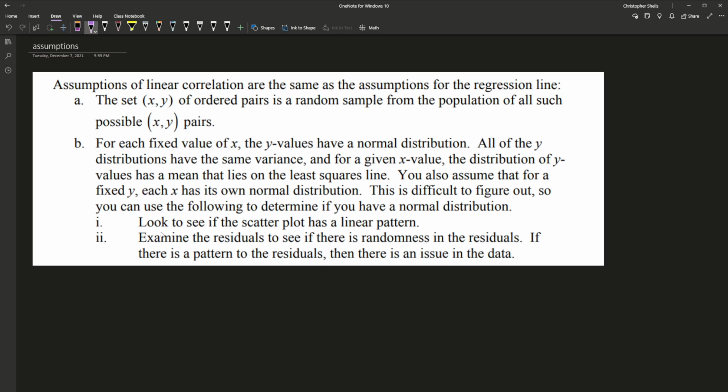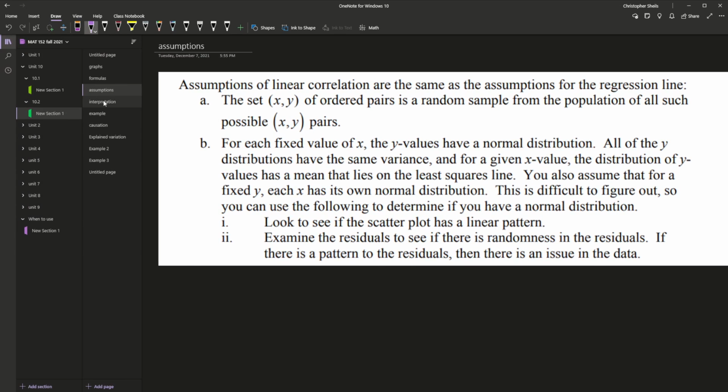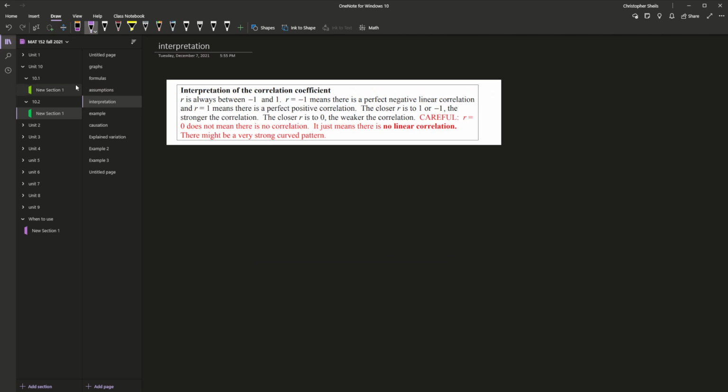We can see if the scatter plot has a linear pattern, or, I suppose maybe this is like an and/or, examine the residuals to see if there is randomness. So we can find the residuals, plot the residuals, and determine: is there a pattern in the residuals? If there is a pattern in the residuals, then there's going to be an issue in the data. You want your residuals to appear random.